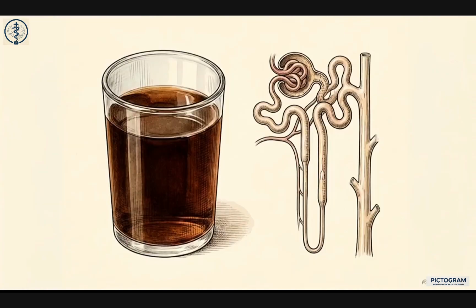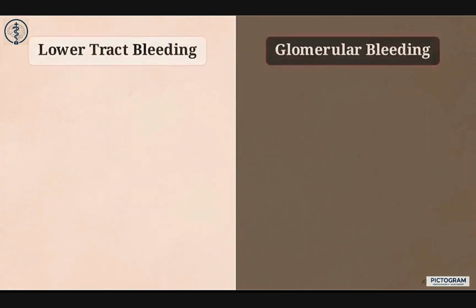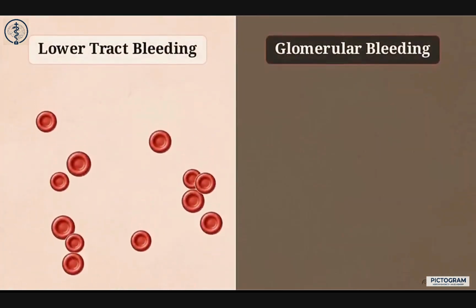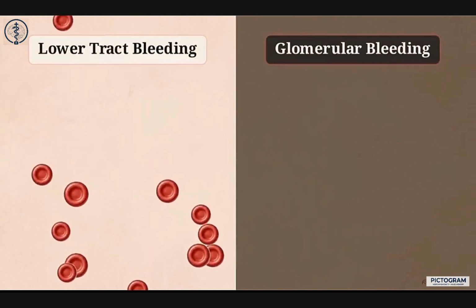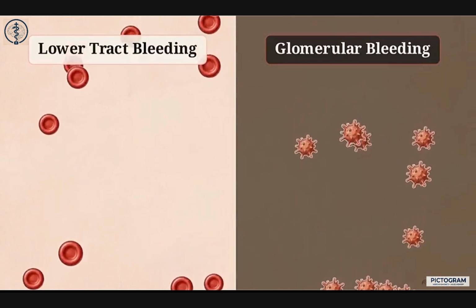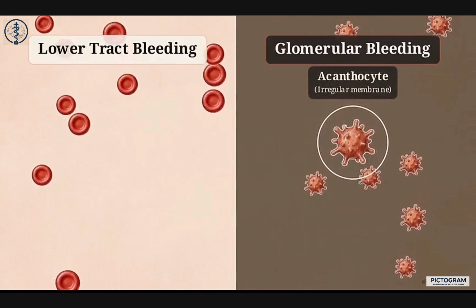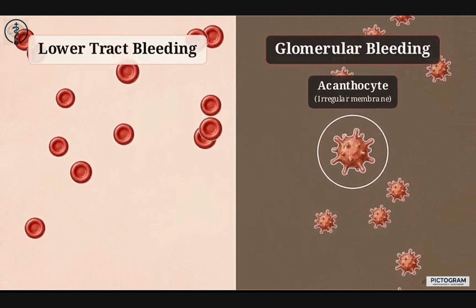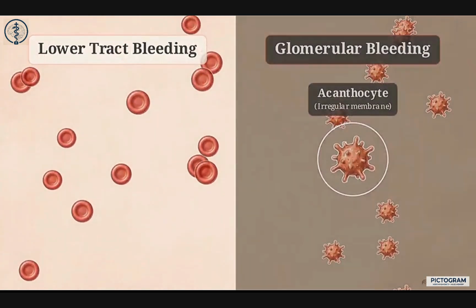Glomerular bleeding is characterized by a dark cola-colored presentation, the result of blood degrading during its transit through the nephron. Microscopy confirms the source. On the left, uniform, round isomorphic erythrocytes indicate lower tract bleeding. On the right, the glomerular environment yields distorted, ring-formed cells. These acanthocytes possess an irregular membrane with protrusions, a distortion resulting from passage through a damaged glomerular basement membrane.